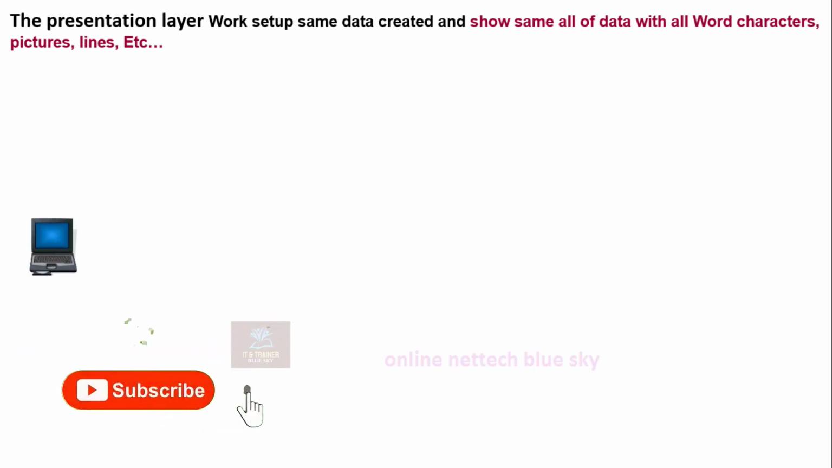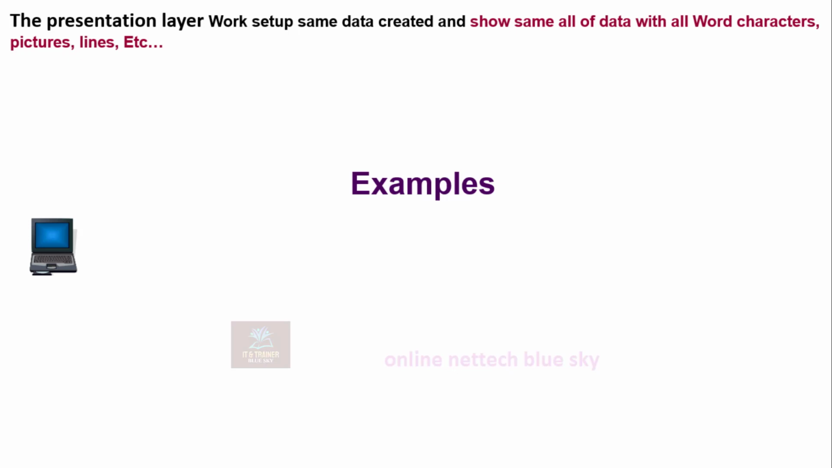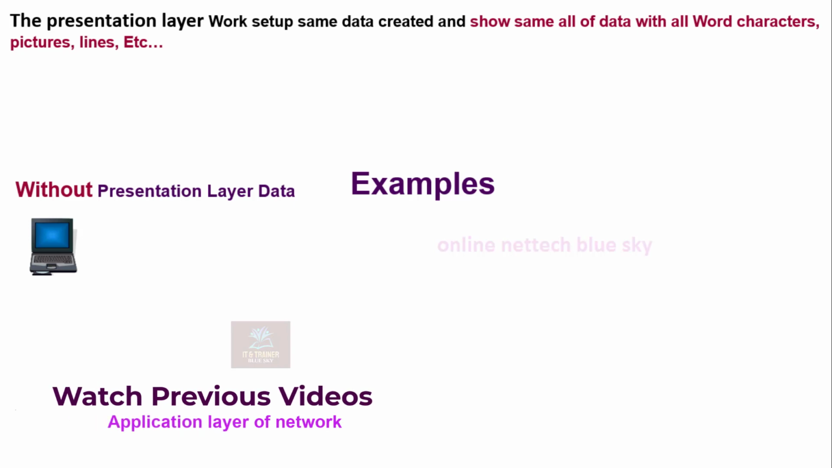So how is this possible? I am showing one example. Suppose this is one computer. This is very important for understanding the example: without the presentation layer, how would data show on your computer? You can see the sender, one computer connected to another computer.